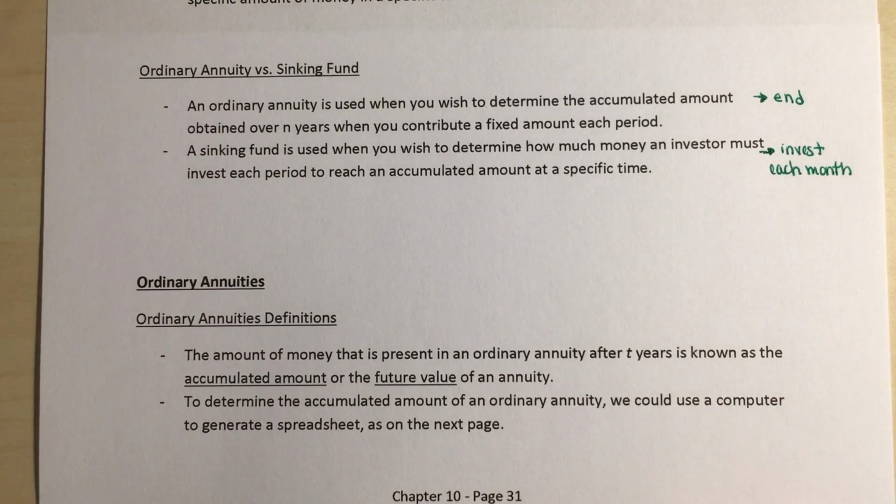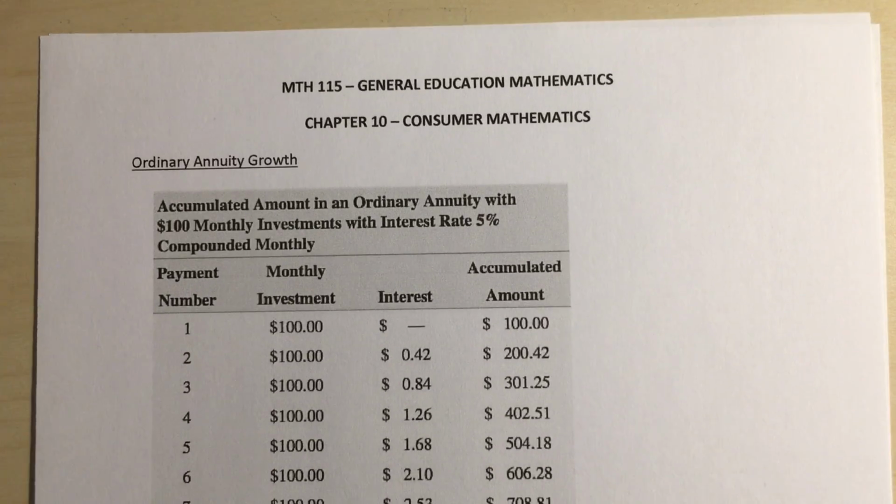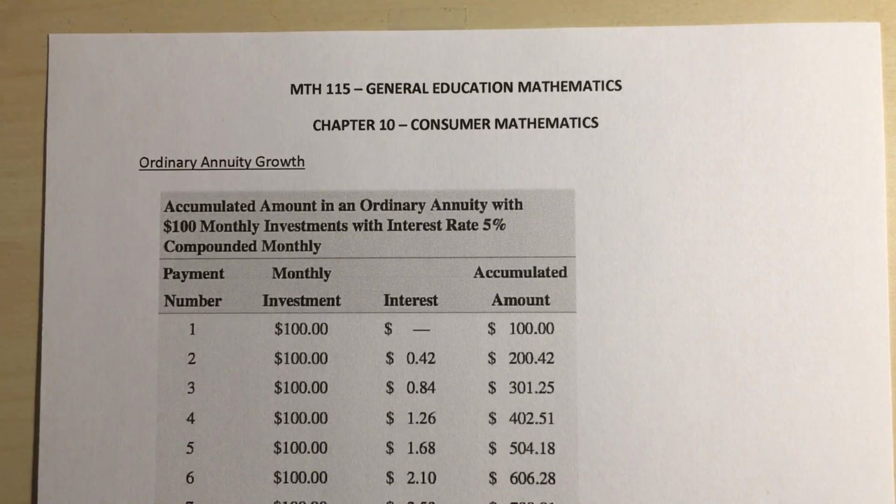A couple other definitions to do with ordinary annuities, and then we'll go through and talk about some examples of ordinary annuities versus our sinking funds. The amount of money that is present in an ordinary annuity after t years is known as the accumulated amount or the future value of an annuity. To determine the accumulated amount of an ordinary annuity, we could use a computer to generate a spreadsheet, as on the next page. Like we saw for our mortgages, if we're thinking about investing a certain amount of money over a certain amount of time, this is something that can also be generated by a computer.